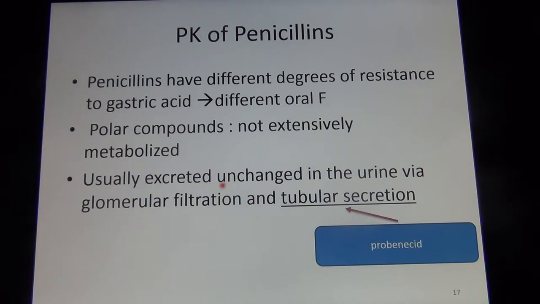Penicillins are usually excreted unchanged in the urine via glomerular filtration and also tubular secretion. This is a common MCQ question, whether penicillins are excreted through tubular secretion or tubular reabsorption. It's actually tubular secretion. We can inhibit this process of secretion at the proximal convoluted tubules by giving probenecid. If you give probenecid, you will inhibit the secretion of penicillin into the convoluted tubules, and this will cause the penicillin to stay longer in the plasma. So you'll have a longer half-life of the penicillins, which can be beneficial.